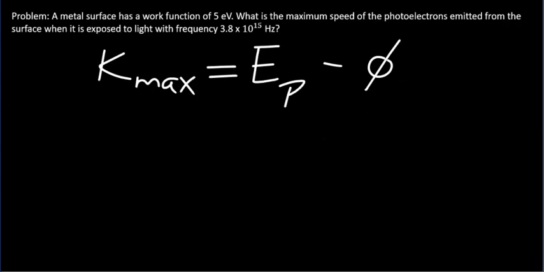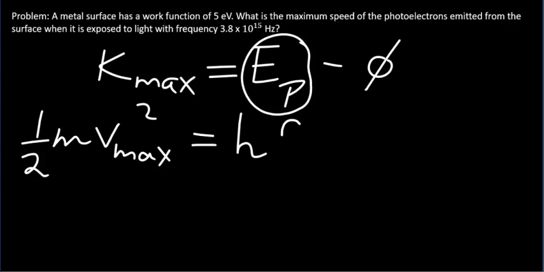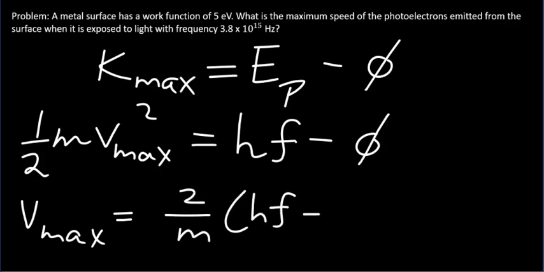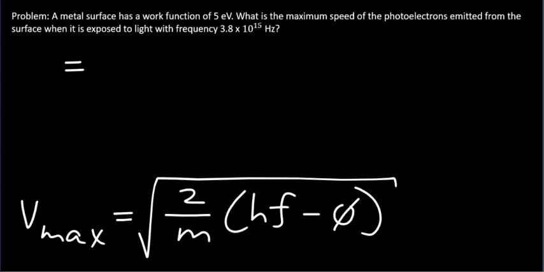So let's substitute the details. The maximum kinetic energy of a photoelectron is given by half times the mass of the electron times the maximum speed of the photoelectron squared, equals E sub P, the energy from the absorbed photon, and that is Planck's constant times the frequency of the photon, minus the work function. So solving for Vmax, you get the square root of 2 over m times (hf minus the work function). So let's substitute the constants.